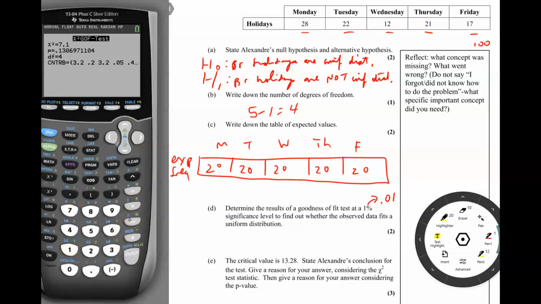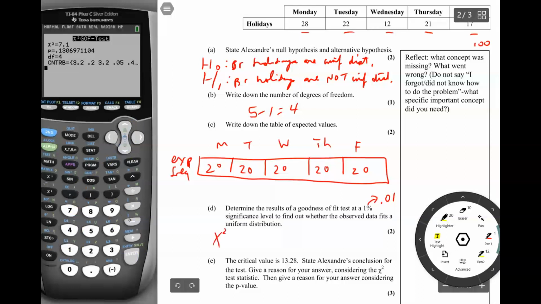And my chi-squared value is, I'm just going to write that down even if they don't ask it. I don't know if they're going to ask me, but chi-squared is 7.1, and the p-value is 0.131. Okay, degrees of freedom is 4, of course. I put that in. Determine the results of the goodness of fit test at 1% significance level to find out whether the observed data fits the uniform distribution. Okay, the p-value is 0.131. I'm going to compare that to the significance level. It is bigger, which means I accept the null hypothesis.